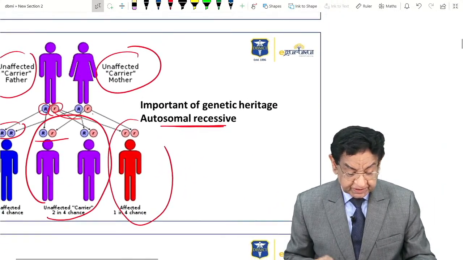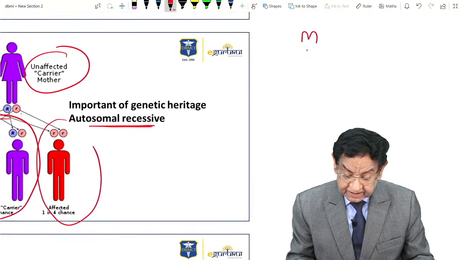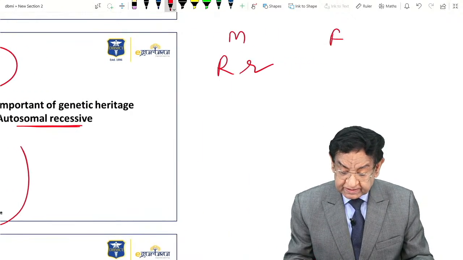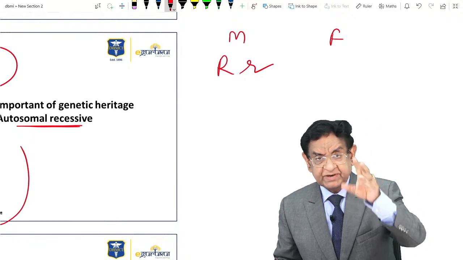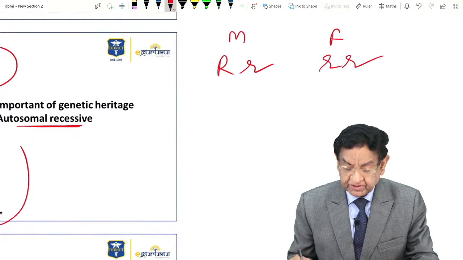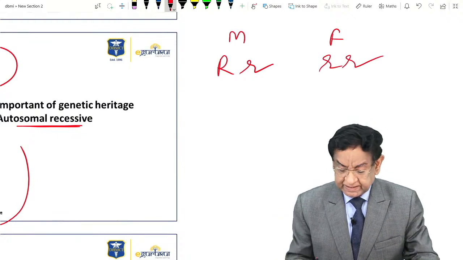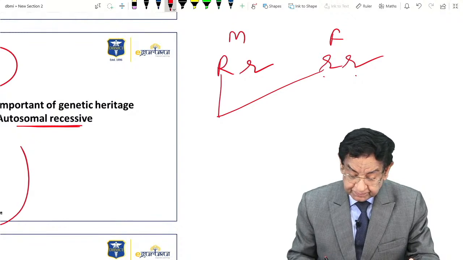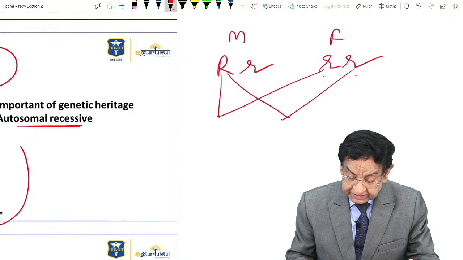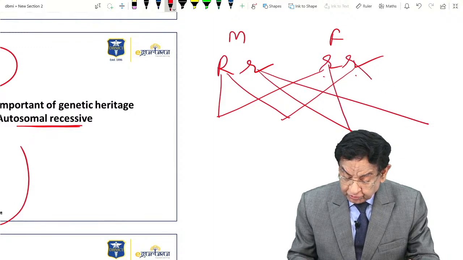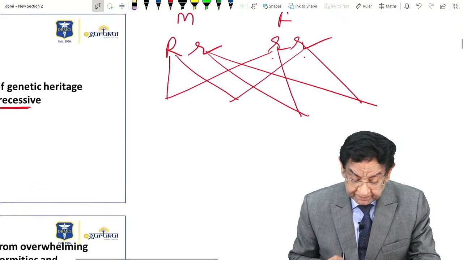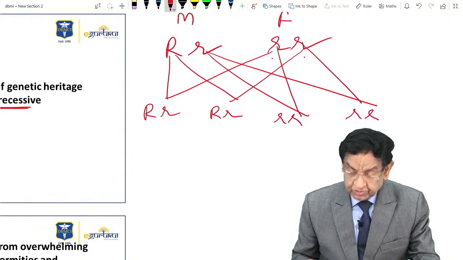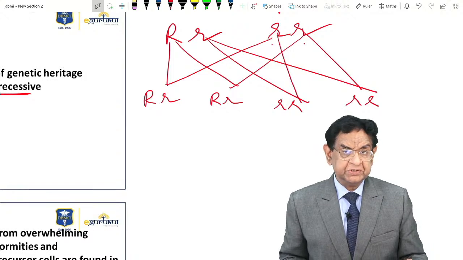Now in our question, the mother is Rr, she's a carrier, and father, and remember, let's presume HbF is raised, so let's presume their father is a case of thalassemia. Let's presume thalassemia is that both small r are there. So what chances will be there? One child, second child, third child, fourth child. So this will be Rr, Rr, rr, rr.